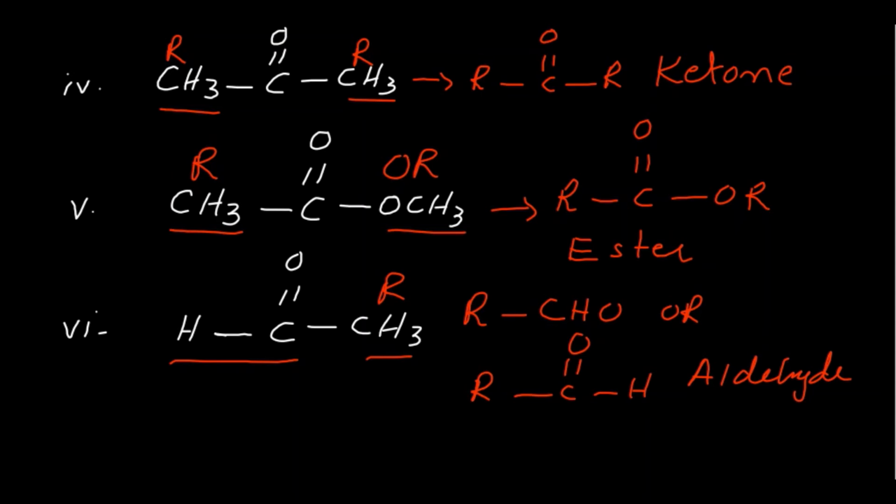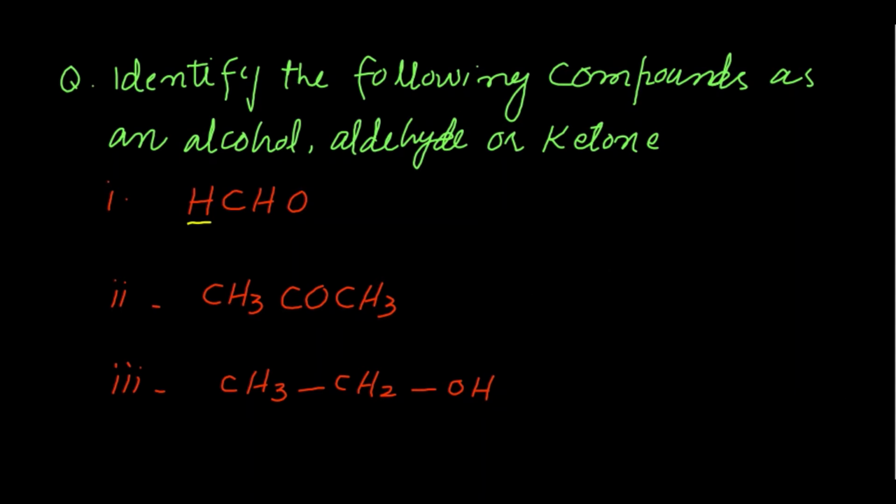Now let's see what is the next question. In the next question, we are asked to identify the compounds as an alcohol, aldehyde or ketones. Some compounds are given and we are asked to identify them. Let's see the first compound, HCHO. If we write this compound in proper form, its general formula is HC double bond O H. Identify this compound, students. Yes, correct. This compound is aldehyde.